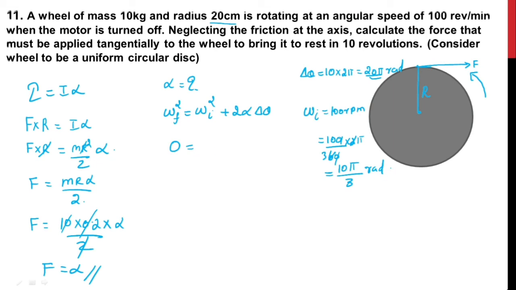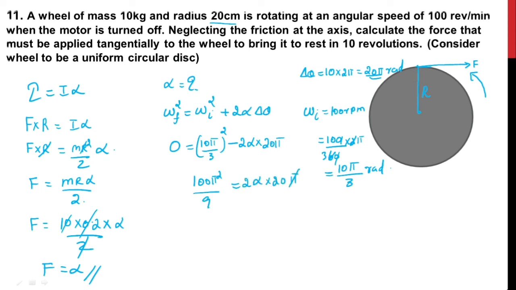Now you can substitute this value here. You can say here (10 pi by 3 rad per second) the whole square, plus, we can say minus, because the angular acceleration can be taken as negative. It's going to stop now. So we can write minus 2 alpha delta theta. What is the delta theta? How many times is it revolving just before stopping? That is equal to 20 pi. So you can write 100 pi square divided by 9 is equal to 2 alpha into 20 pi.